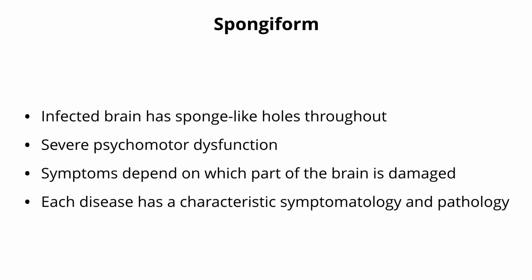Okay, transmissible spongiform encephalopathies. Spongiform refers to the fact that the infected brain looks like a sponge. It has holes throughout it caused by infection. This disease is accompanied by a number of different conditions, and sometimes the actual strain of prion makes a difference, but they include psychomotor dysfunction, and each disease has a characteristic symptomatology. You can have depression, you can have getting very angry, really depends on the part of the brain that's affected.